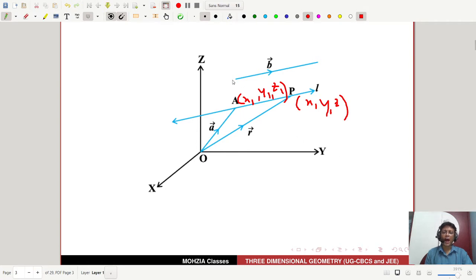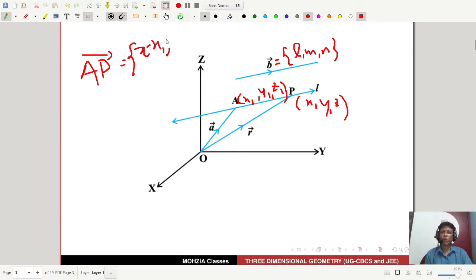And the direction vector is B. That is the direction that gives the direction of the straight line. So B has components, suppose, and the direction cosines of the vector are given by element. Suppose element are the direction cosines. So you can get AP from the line. You can calculate AP. AP is nothing but your x minus x1, y minus y1, and z minus z1, right?